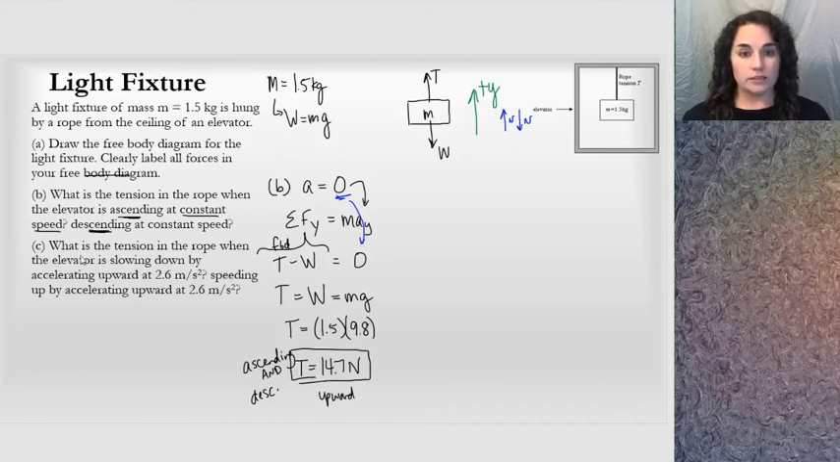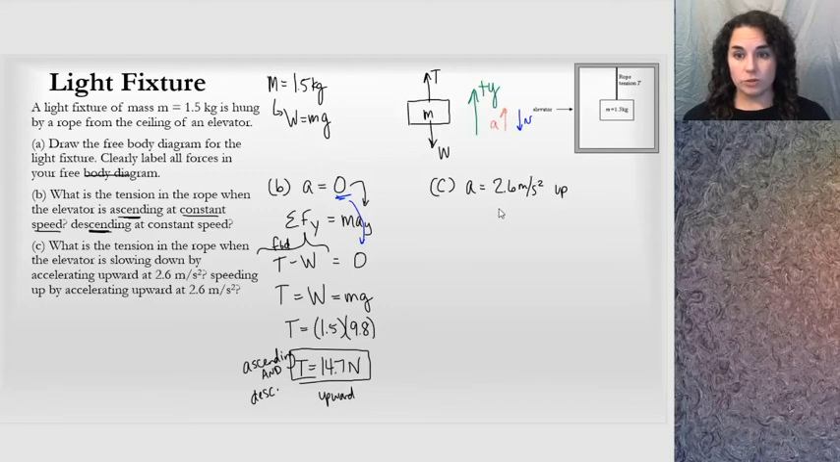Part C asks, what is the tension in the rope when the elevator is slowing down by accelerating upward? Okay, so in this situation, if it's slowing down by accelerating upward, that means it was initially moving downward. And so the acceleration is upward. Okay, so when we do part C, I'm going to note that the acceleration is 2.6 meters per second squared up. And I have that in my diagram. And up is positive in this situation.